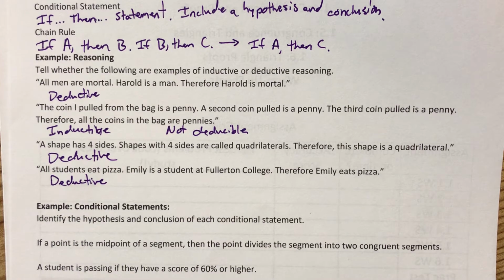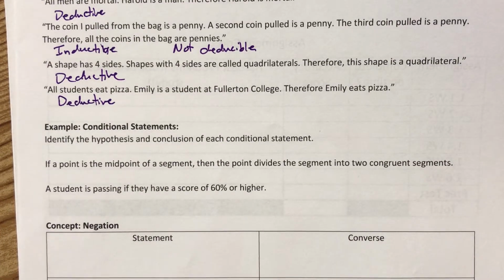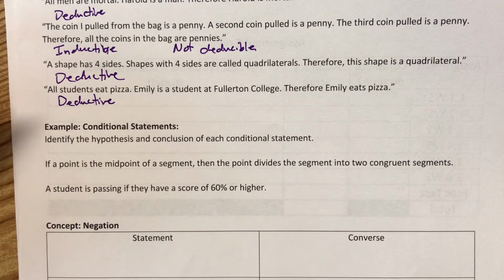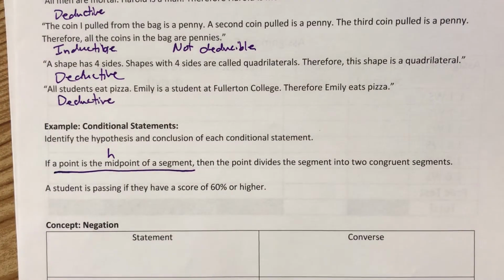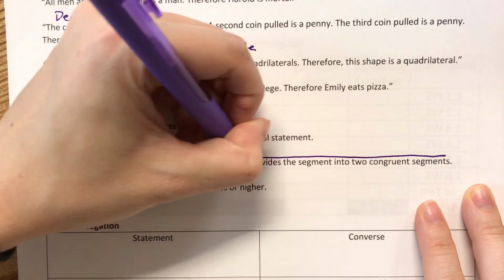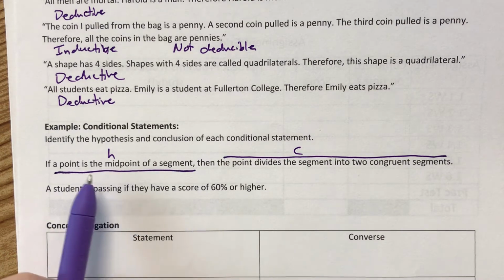Right down here, we're going to identify the hypothesis and the conclusion of each conditional statement. So the hypothesis of the statement is the if portion. The conclusion is the then portion. So if we say if a point is the midpoint of a segment, then we're going to use that as the hypothesis, because it comes after the word if in the sentence. Then the point divides the segment into two congruent segments. That is the conclusion, the then. We always want to assume the hypothesis. That means that we want to say that this first part has to be correct, or else there's no reason to use this conditional statement if the first part's not correct.